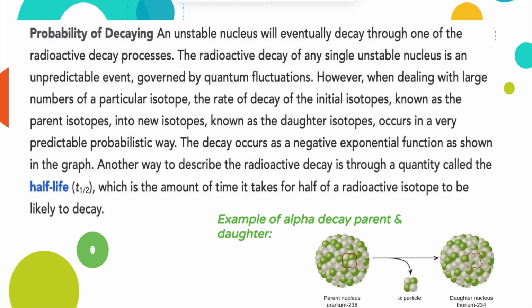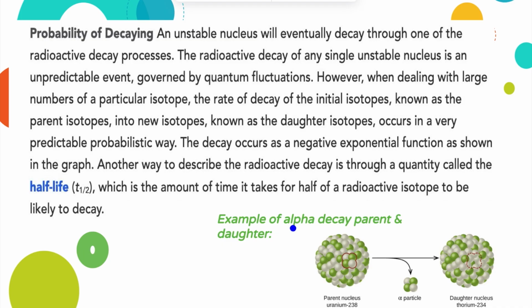at half-life, which is the amount of time it takes for half of a radioactive isotope to be likely to decay. With that, we can't know for sure that that much is going to decay. We don't know which particles are going to decay, but it kind of gives us some information about the likelihood that half of the particles have decayed.